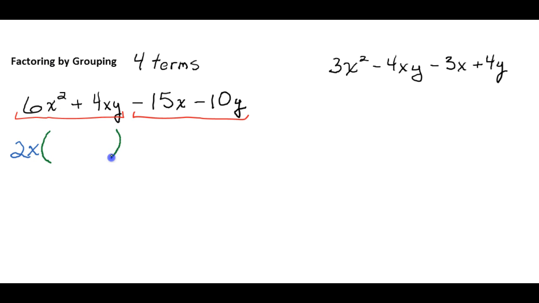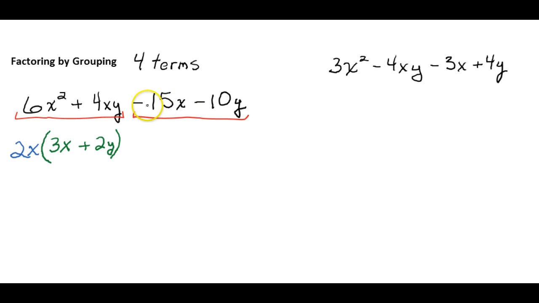I'm going to put it in green to emphasize this. We're going to have a 3 and one more x left when we do this division by 2x, and here we're going to have a positive 2y left over. Your goal in factoring by grouping, if it is going to work, is that you must have exactly the same binomial over here with these second two terms.